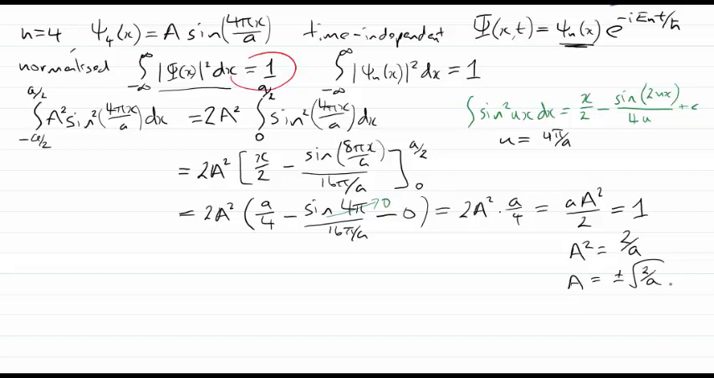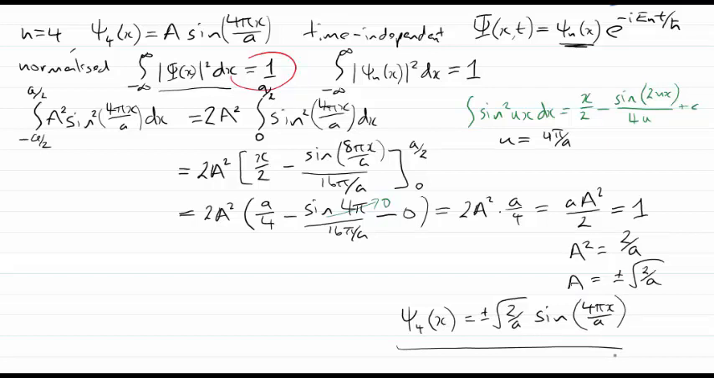So my final statement I can make here is that my normalized wave function, the spatial component of that wave function for n equals 4, is going to equal root 2 over small a, actually plus or minus that, times the sine of 4 pi x over small a. And that's my final normalized result. I should think about what that tells me, so let's draw a quick little diagram of what we might think this wave function is going to look like.